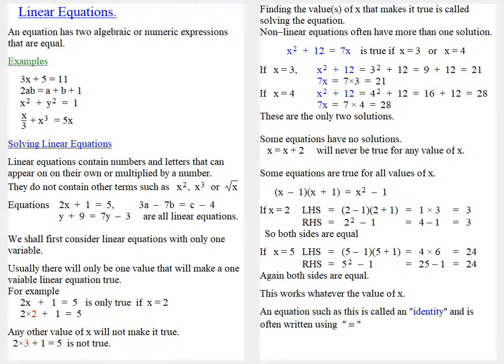Now, an equation like that is called an identity. It's often written with an equal sign with 3 bars. So we would write x minus 1 into x plus 1 is identical to x squared minus 1.